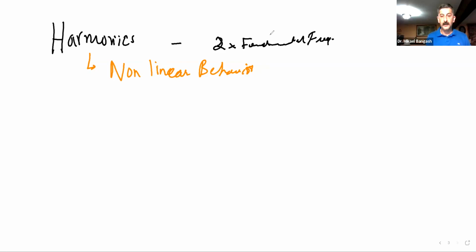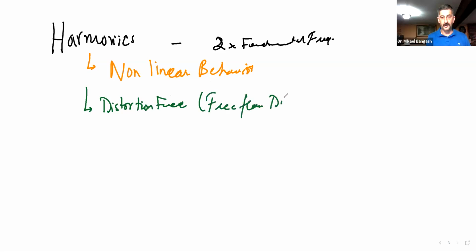Another thing we will also see in harmonics is that it's distortion free, or we may say, free from distortion.